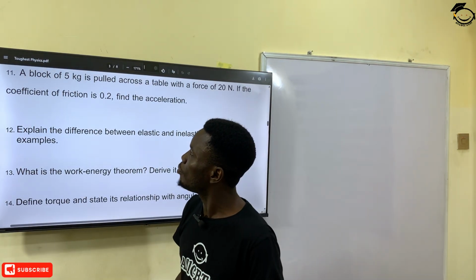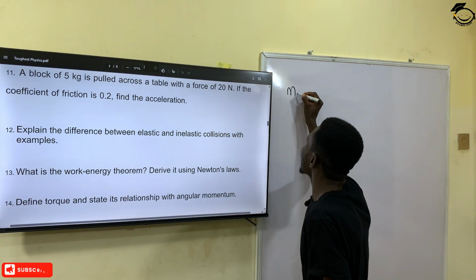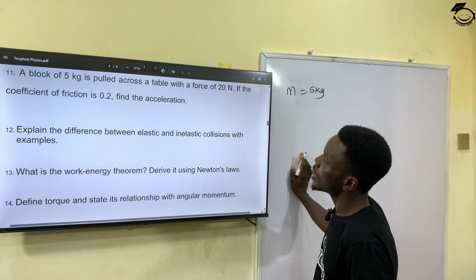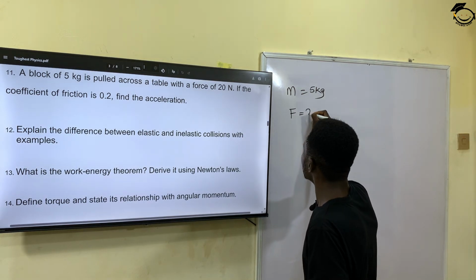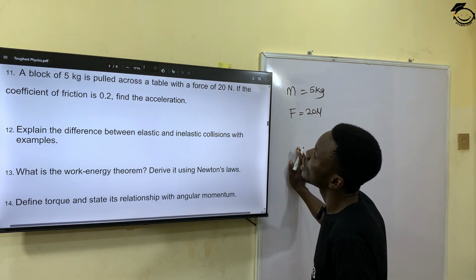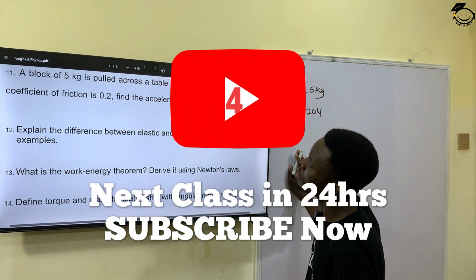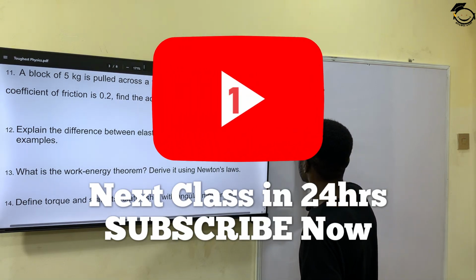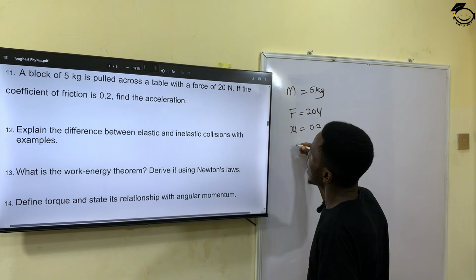It says a block of mass 5 kg is pulled across a table with a force of 20 Newton. So we have a force of 20 Newton pulling the block. If the coefficient of friction is 0.2, find the acceleration. If my mu is 0.2, find the acceleration.